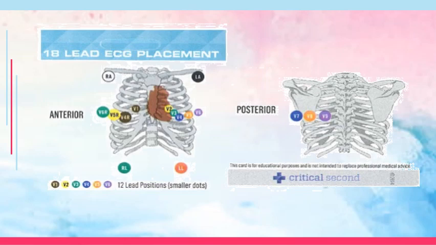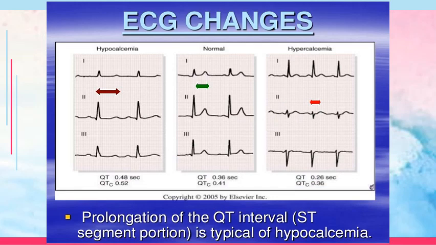Then you have your 18-lead ECG. So for your 18-lead ECG, there will be an addition of three posterior leads. Okay? Other than the three that we have added for your 15 leads, there will be three posterior leads. It is helpful for detection, again, of myocardial ischemia, injury, and the origin of arrhythmia. So if you want to be very specific on what part of the heart is injured, you can do your 18-lead ECG.